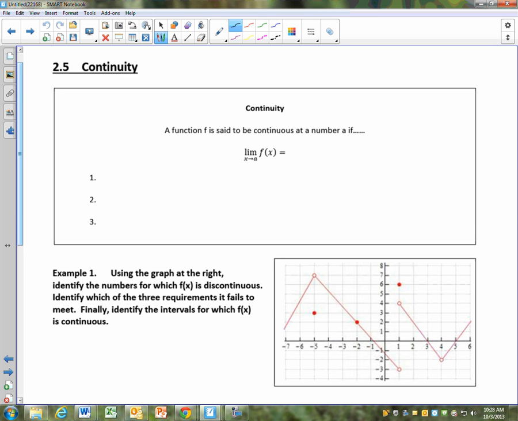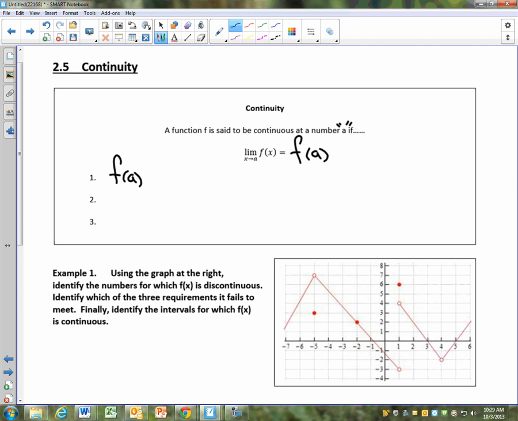a continuous function. So a function f is said to be continuous at a number a, if the limit as x approaches a of f of x is equal to f of a. Meaning you could just take that number and plug it in and get something. But this assumes that there are a few things that are true. Number one, we need to state this. These are the three conditions that a function has to satisfy in order to be continuous. Number one is this.